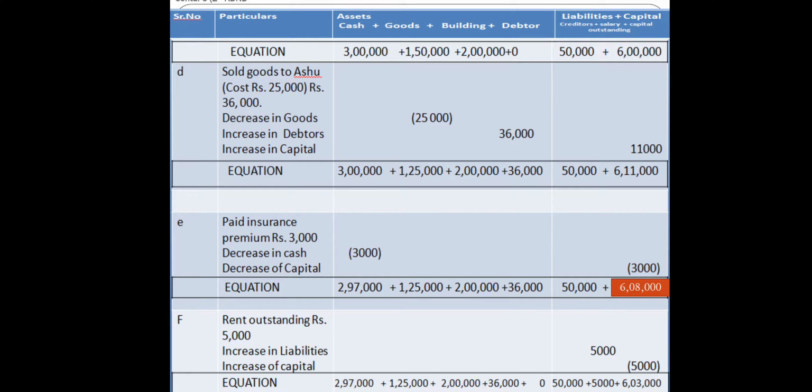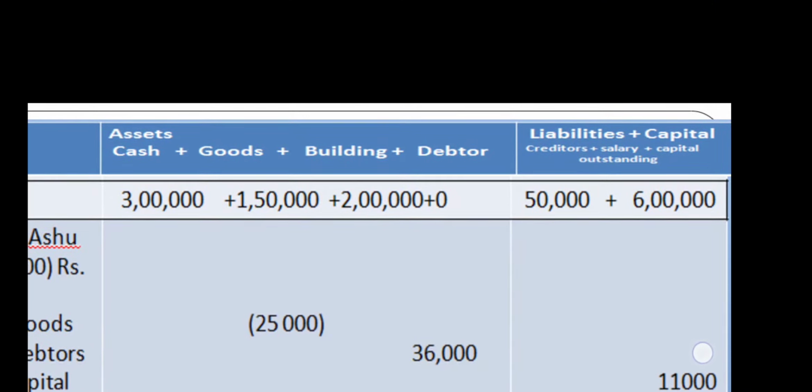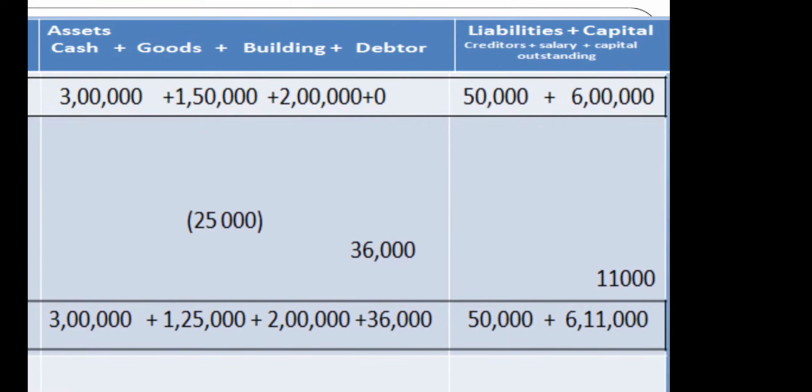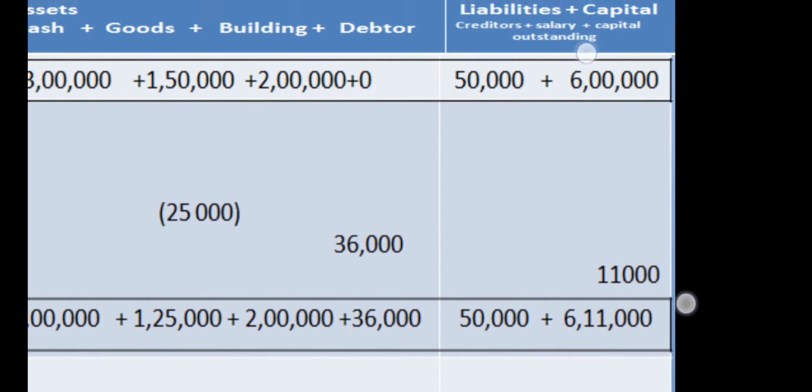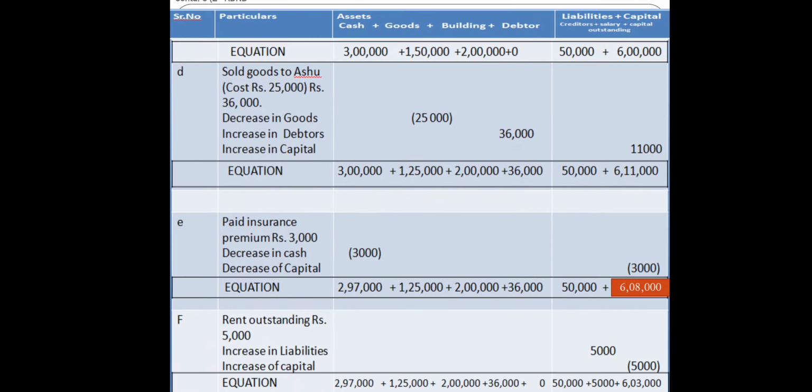On the asset side also it will be reflected in the same manner. Looking at this, next comes rent outstanding. When rent is outstanding, my expense is already incurred, meaning the expense is already due, but I have not yet paid. So payment is not yet made in cash. In this particular case, we have to prepare one new column on the liability side. You can see I am zooming in so that you can get the idea. So creditors plus salary outstanding plus capital. We have to prepare one new column, that is salary outstanding.